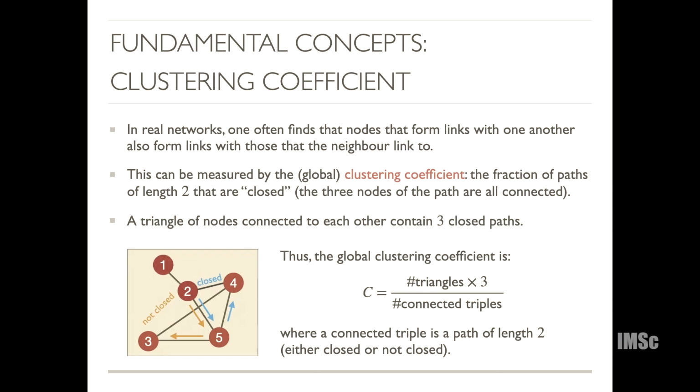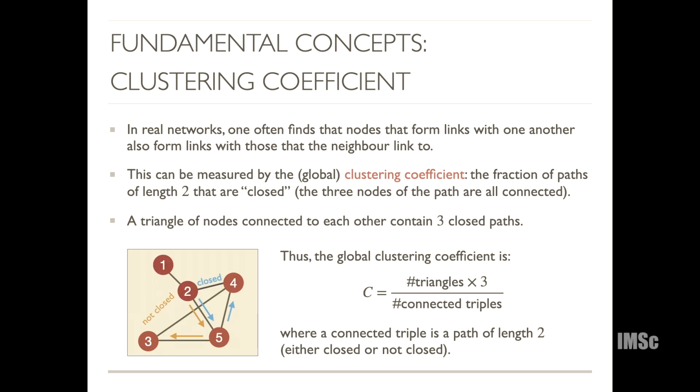But in this case, going from 2 to 5 and 5 to 3, there's no link between 2 and 3, so it's not closed. In this way, I look through all the paths of length 2 and check if they're closed. A triangle of nodes will contain 3 closed paths. Let's look at 2, 4, and 5: I have one path like this, another path like this, and another path like that. So I have three closed paths.